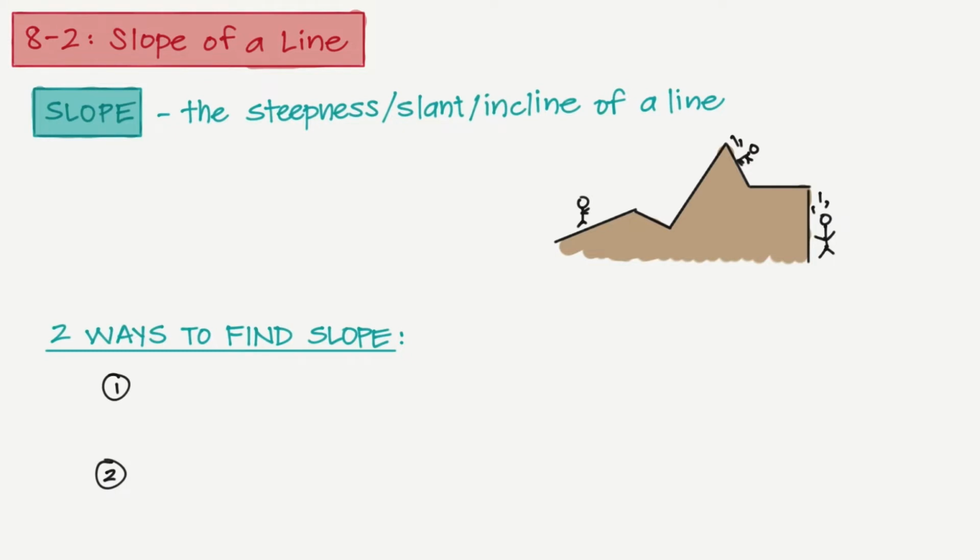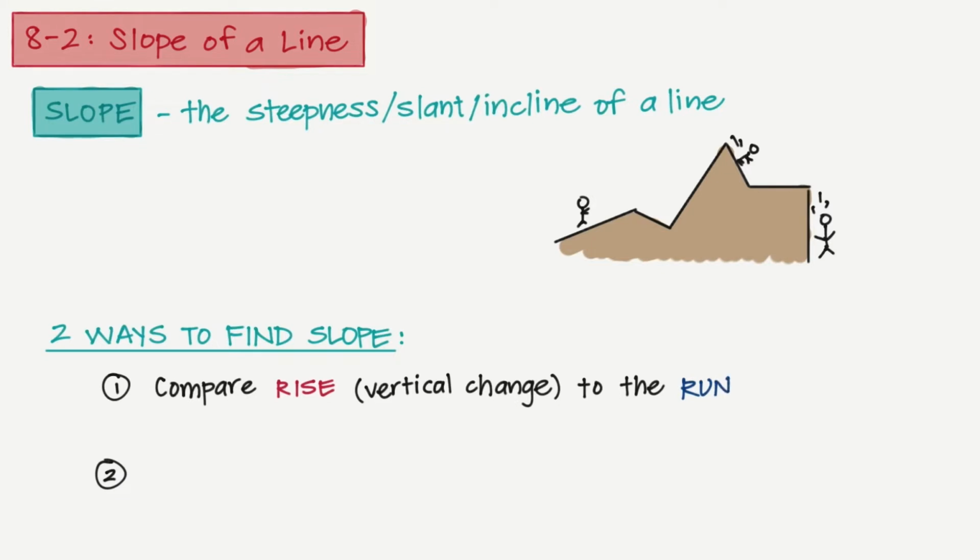So there are two ways today that we are going to learn that you can find the slope. One is by looking at a picture of a line and simply comparing what we call the rise, which is the vertical change. So how much the line is changing vertically from one point to another, compared to the run. And the run, we're talking about the horizontal change. So how far from one point to another it is going horizontally. So that's one way that you can find slope, just by counting on a graph.